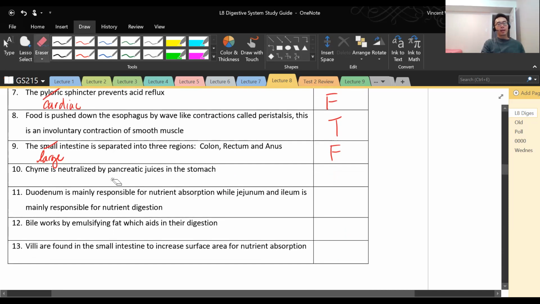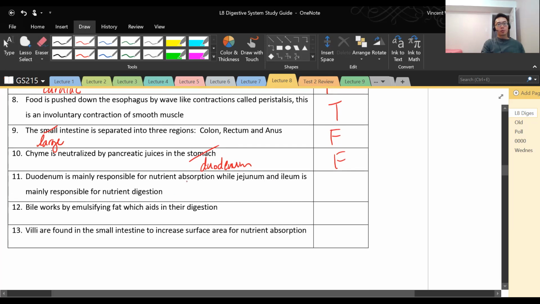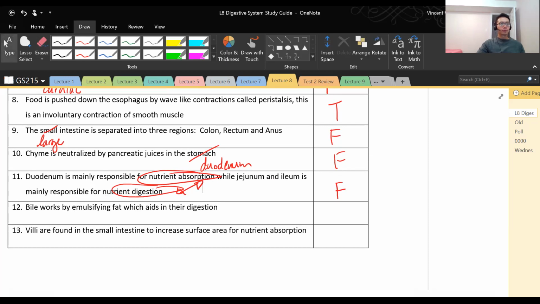Chyme is neutralized by pancreatic juices in the stomach, not in the stomach, in the duodenum. Okay, we don't want to neutralize it in the stomach. It's still doing its digestion, right? The duodenum is mainly responsible for nutrient absorption, while the jejunum and ileum are mainly responsible for nutrient digestion. It's false. It should be the other way around. The other way around. Okay.